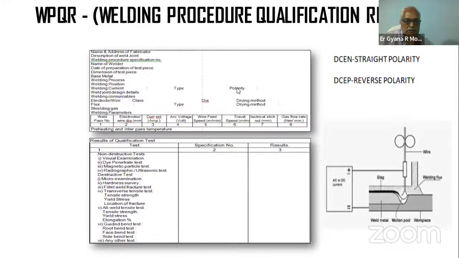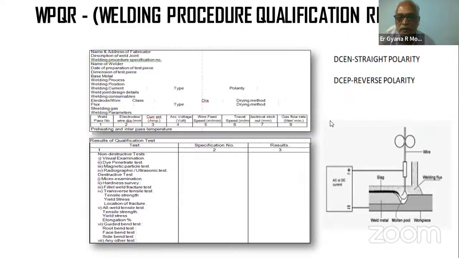Then we have something called polarity. What is polarity? When we do a welding, we have an electrode, we have the job. There are two types of polarities: DC electronegative and DC electropositive. What is the importance of this? I'll come to that. It's a very important thing.